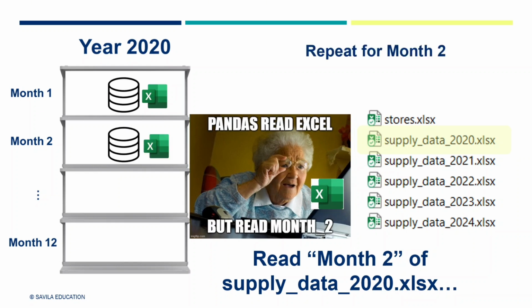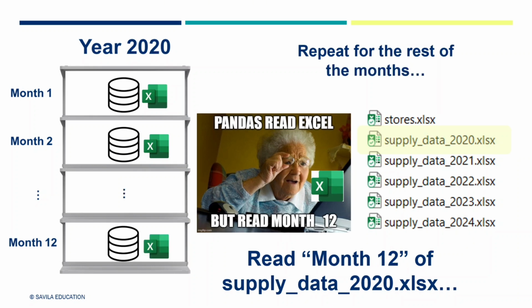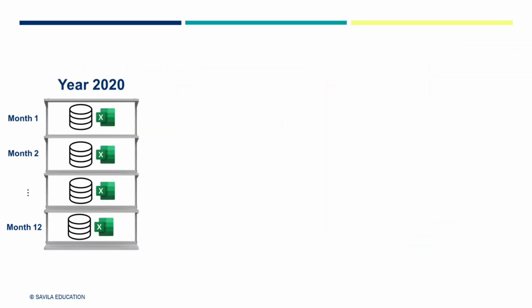Then we repeat the same procedure, but for the second month. And we continue to do this until we reach month 12. And this shelf is done. We have already gathered all of the data from the different sheets inside that Excel file, and we're ready to move into the next one.